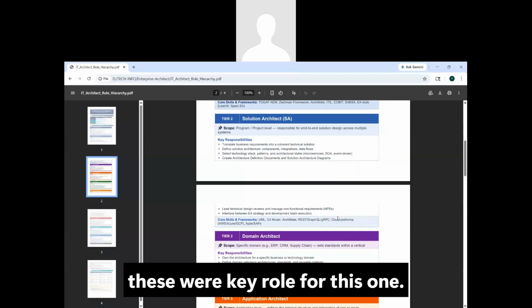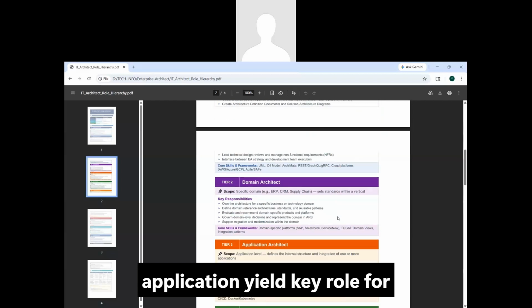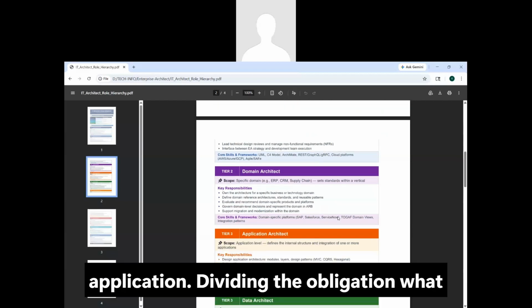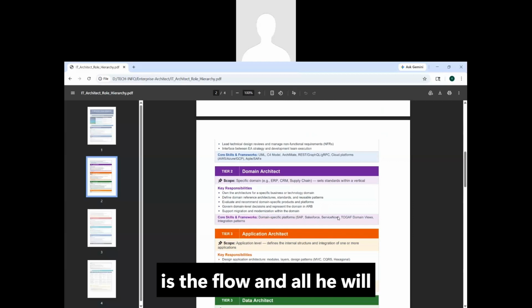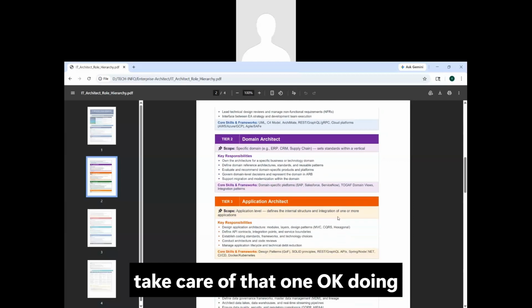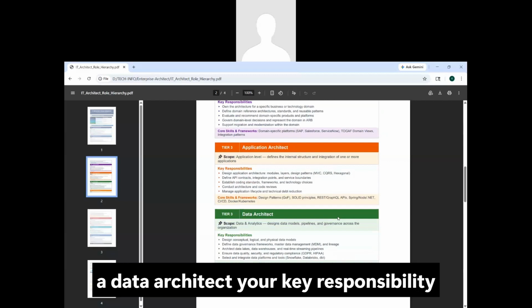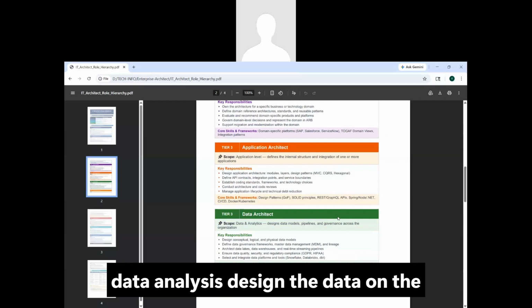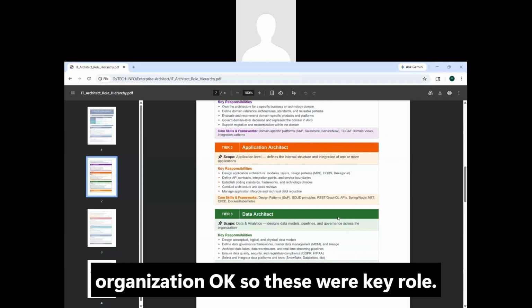Another role is the application architect. The application architect has the key role on the application side: how to define the internal structure, what the flow is, and so on. He will take care of that. Then the data architect has the key responsibility for data analysis, designing the data models, pipelines, and governance across the organization. So these are the key roles.